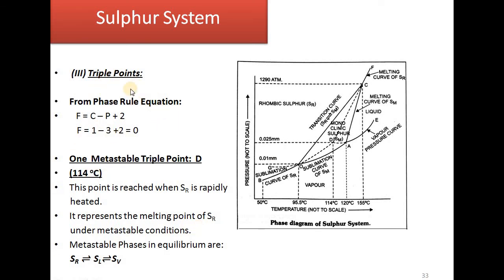Now from the phase rule we can see at triple points the degree of freedom will be 0. Now there is one metastable triple point, which is the point D corresponding to the temperature 114 degrees Celsius. At this point we are having three metastable phases in equilibrium, which are rhombic, liquid and vapor. This is obtained by continuing these curves. As you can see at this point, on this side we are having rhombic, on this side we are having liquid and on this side we are having vapor. So rhombic, liquid and vapor, these three phases will be in equilibrium at this metastable triple point D.